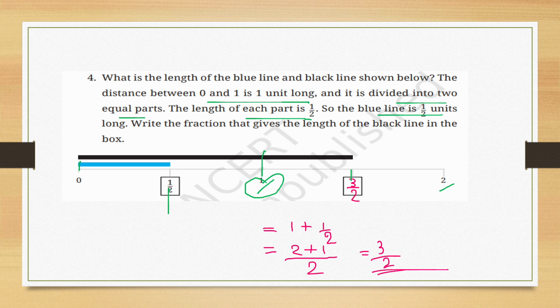1 plus half, you have to take the LCM. See, the LCM is 2. So, 1 into 2 is 2, so multiply 2 with the numerator also. So, 1 into 2 is 2. Then see the next fraction, 1 by 2: 2 into 1 is 2, so 1 into 1 is 1. So, 2 plus 1, 3 by 2. So, the black line is 3 by 2.